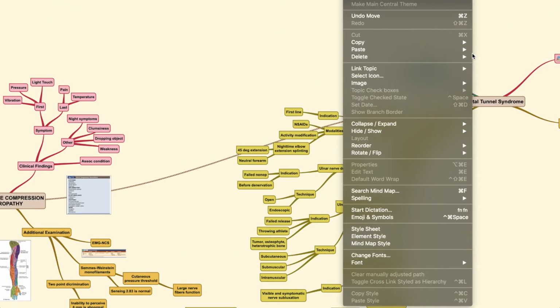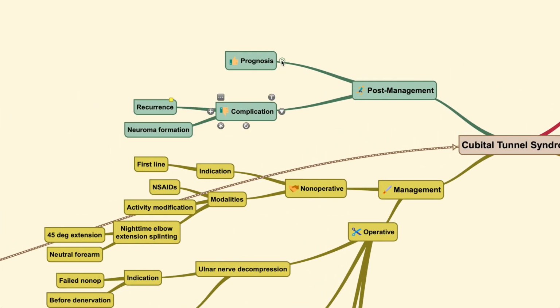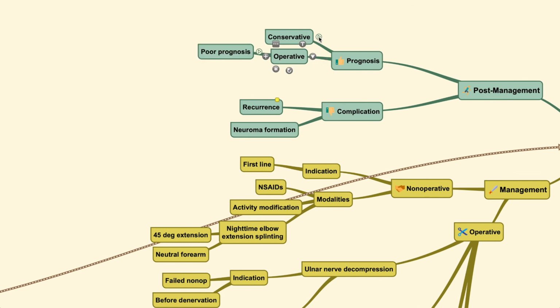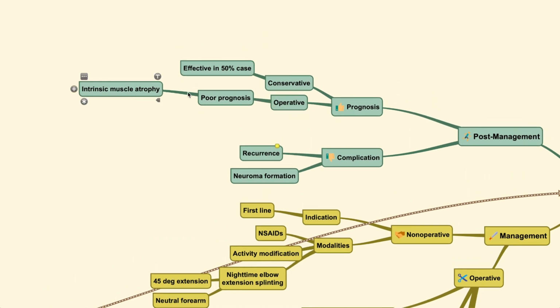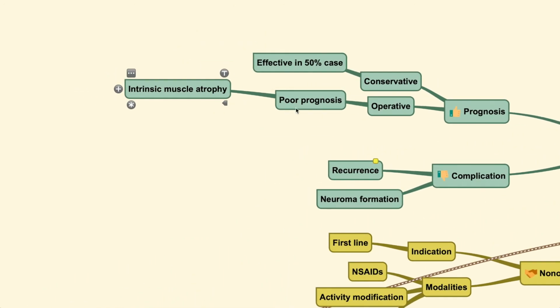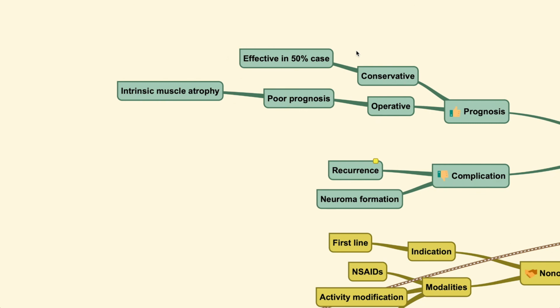Now, the next would be the post-management program. So as you have known, the cubital tunnel syndrome is also associated with certain complications such as recurrence or even neuroma formation when the nerve is irritated while you do the surgery. And what other things could occur is that you need to know the poor prognosis, which usually happens with signs of intrinsic muscle atrophy. So when you find this in a patient who came to your clinic, you need to educate them that the prognosis of the things that you do might not be as good as they had hoped for. For the conservative treatment plan, usually it is effective in around 50% of cases.